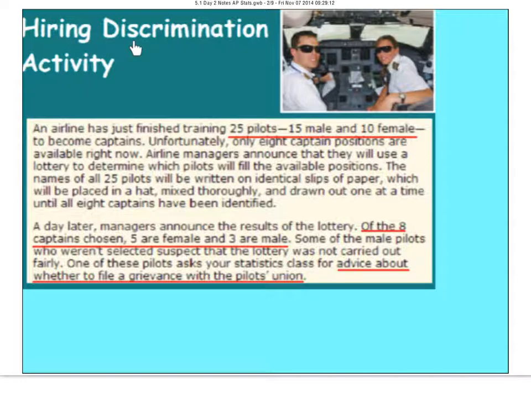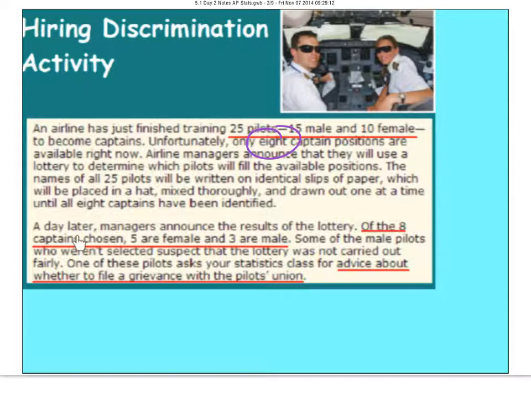This is a hiring discrimination activity. An airline has just finished training 25 pilots, 15 male and 10 female, to become captains. Unfortunately, only 8 positions are available right now. Airline managers announced that they will use a lottery to determine which pilots will fill the available positions. The names of the 25 pilots will be written on identical slips of paper, placed in a hat, mixed thoroughly, and drawn out one at a time until all 8 captains have been identified.